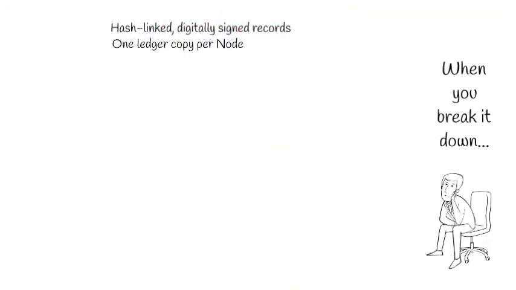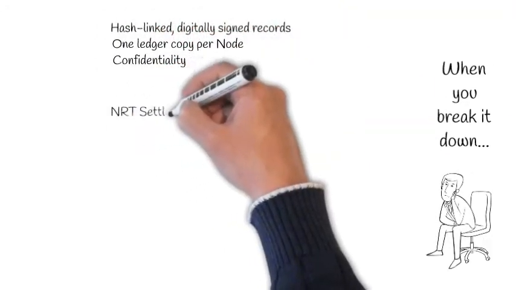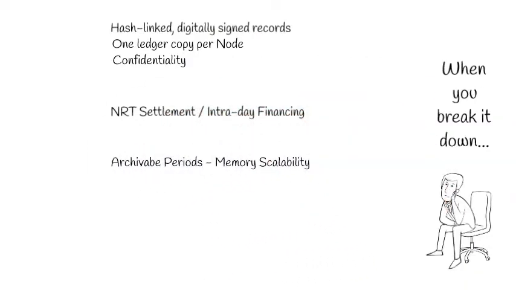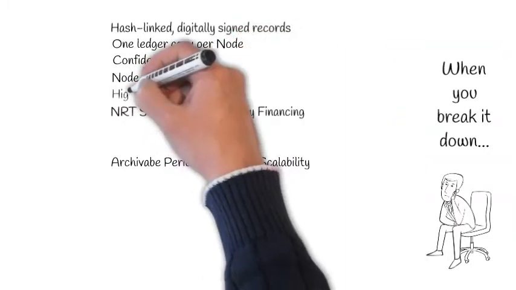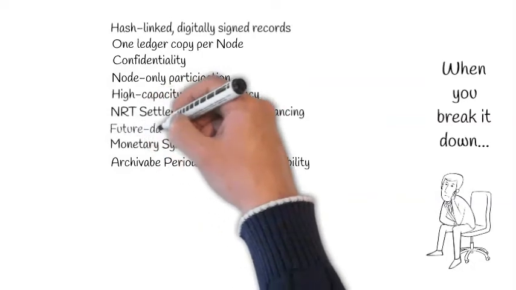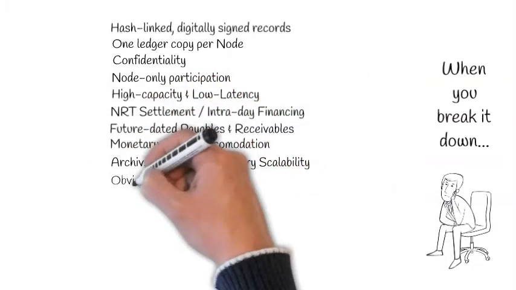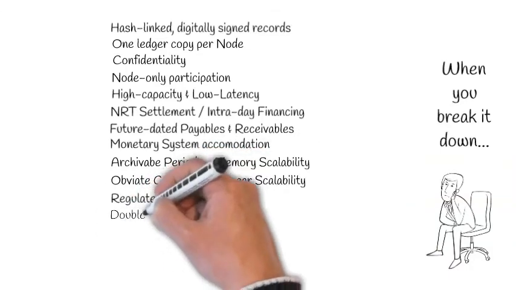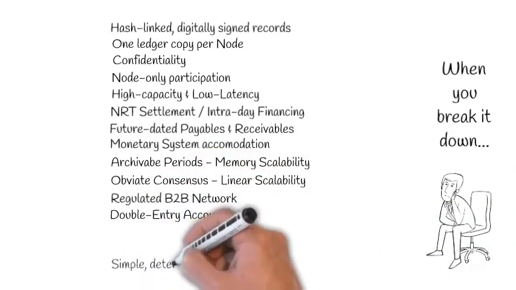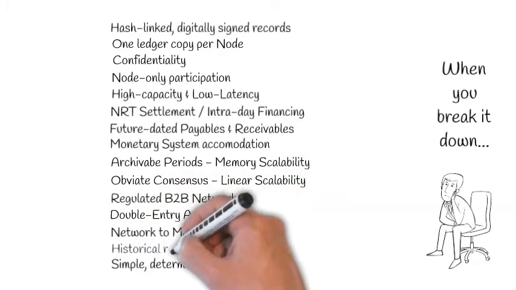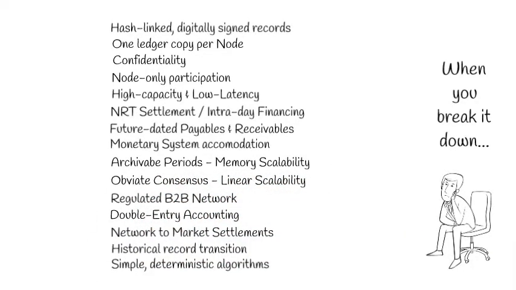Hash-linked digitally signed records, one ledger copy per node, confidentiality, near real-time settlement and intraday financing, archivable periods for memory scalability, node-only participation, high capacity and low latency, monetary system accommodation, future dated payables and receivables, obviating consensus for linear scalability, a regulated B2B network, double entry accounting, and simple deterministic algorithms, network market settlements, and historical record transition.